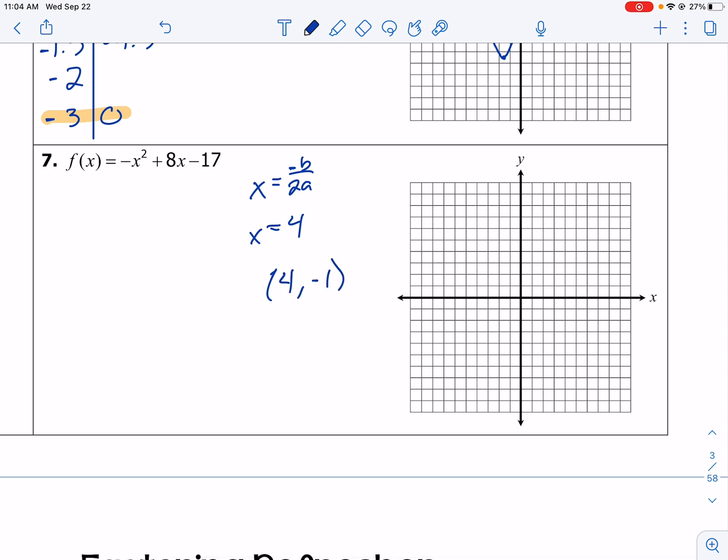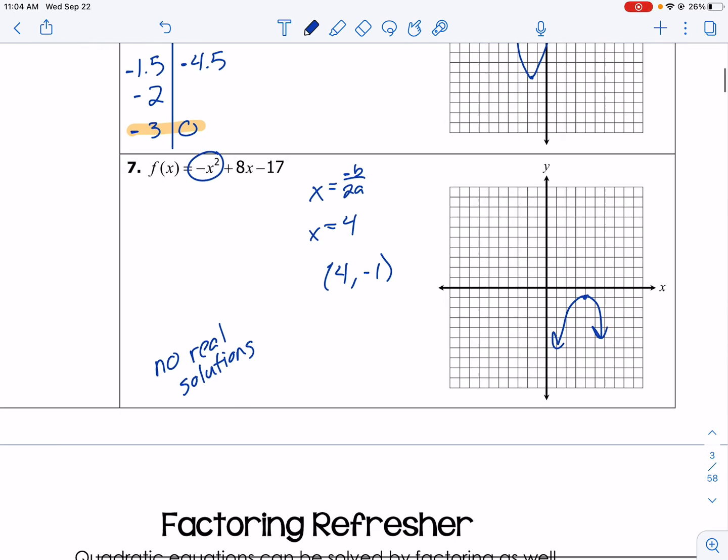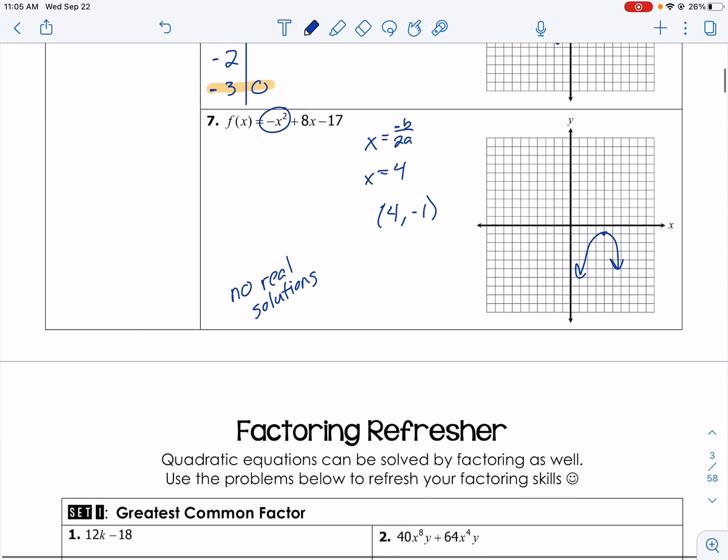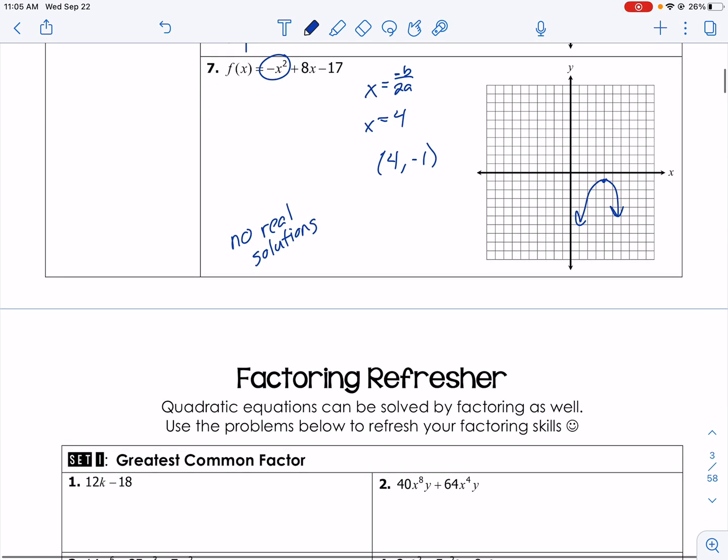So let's go plot that. 4, negative 1. And then this should tell you something. A negative a value means it opens down. So we're never crossing the x-axis. So we would say no real solutions. And that can happen all the time. Just be careful where the vertex is and how you would graph, whether it be up or down with the a value.